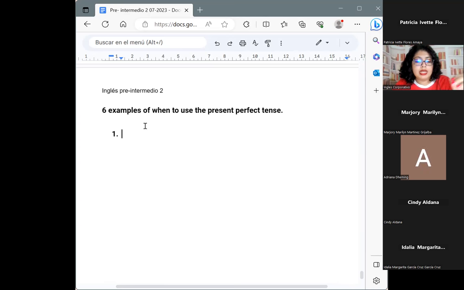So, in the number one, an ongoing action that started in the past but has not yet been completed.